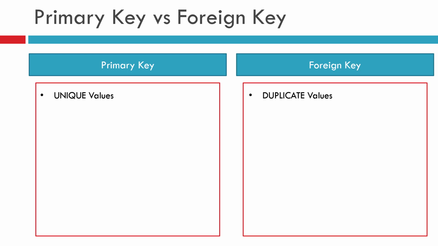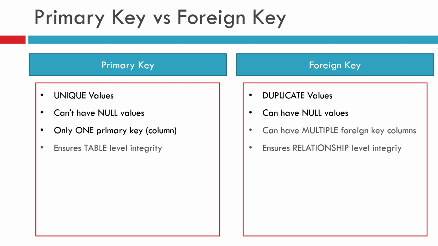A column identified as a primary key does not contain duplicate values. However, a column identified as a foreign key can contain duplicate values. A primary key column cannot have null values. However, a foreign key column may have null values, but this should be avoided. Any table can have only one column, or two columns combined into one, as the primary key. However, there can be multiple individual columns identified as foreign keys inside a table.